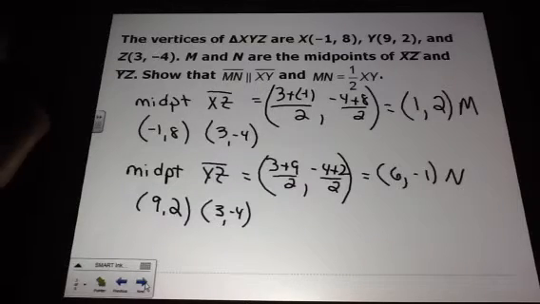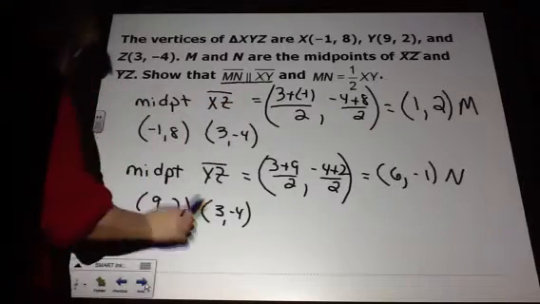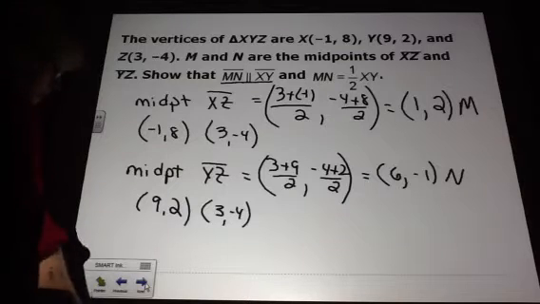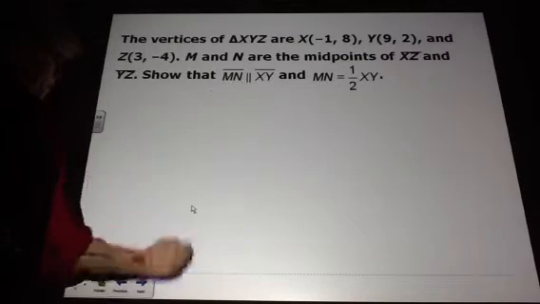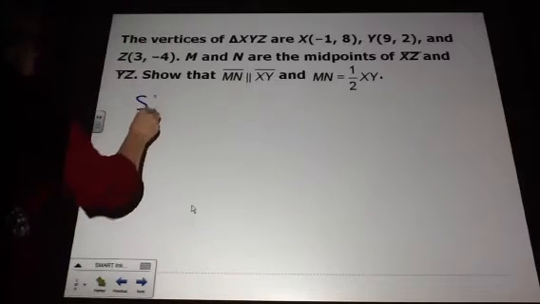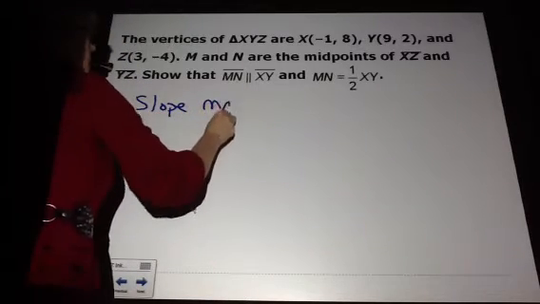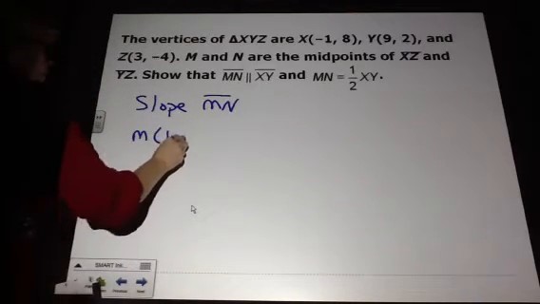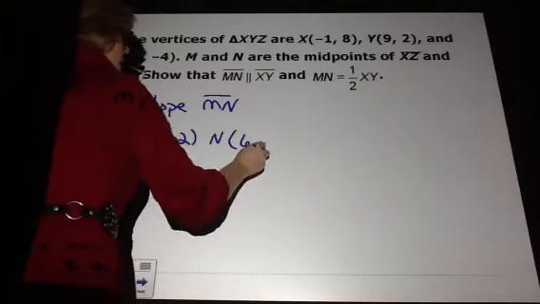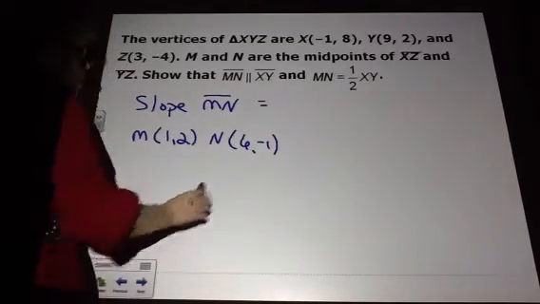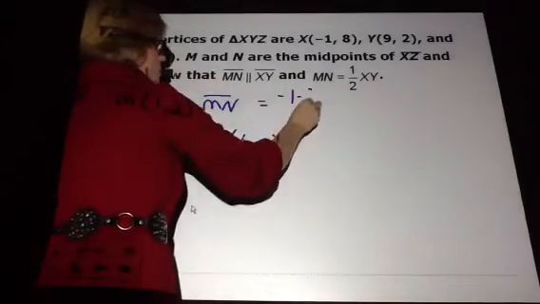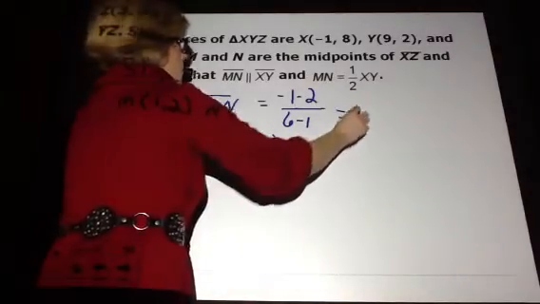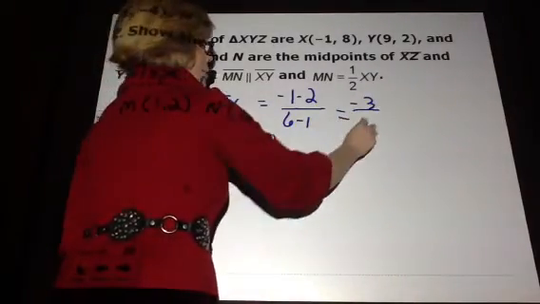All right, once you find your coordinates for N, let's look at what we're trying to prove right here. We're trying to prove that these segments are parallel. And in order to do that, we need to look at the slope. So let's look at the slope of MN. Our coordinates were M is 1, 2, N is 6, -1. Remember, your slope is your vertical change over your horizontal change. So that's -3 over 5.